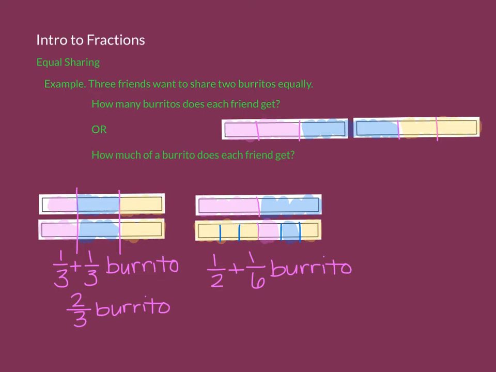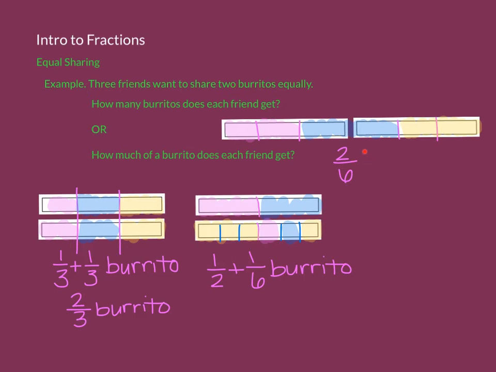How much did each friend get? Oh, they got 2 out of 6 pieces. Now, this seems like a great strategy. However, what does 2/6 actually simplify to? That's right, 2/6 equals 1/3. And over here, we had 2/3. So how does 2/6 equal 2/3? How are both of these answers right?